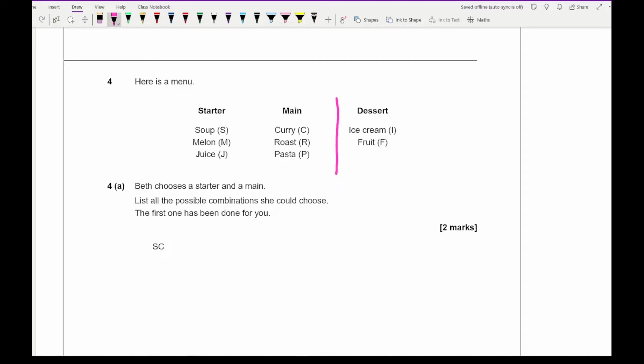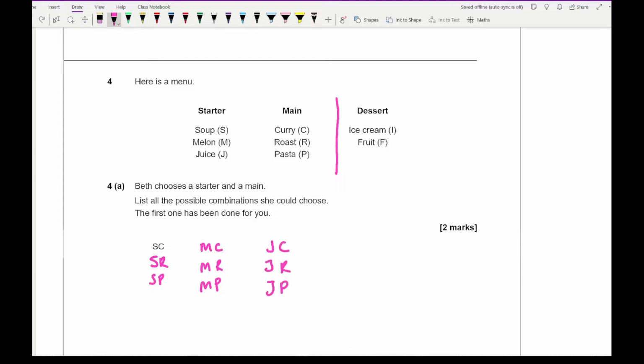So we're going to start with soup and we're going to change our mains. Now curry is already done, so let's do soup and roast and soup and pasta. Then we move on to melon, and that's going to be MC, MR, MP, and just write an M there. And then we move on to juice. Don't know who would have juice as a starter, but there you go. Each their own. And JC, JR and JP.